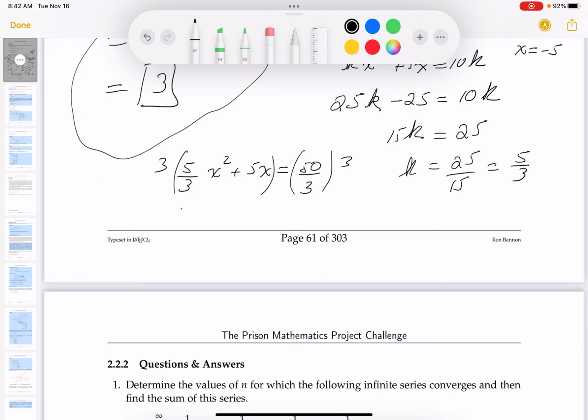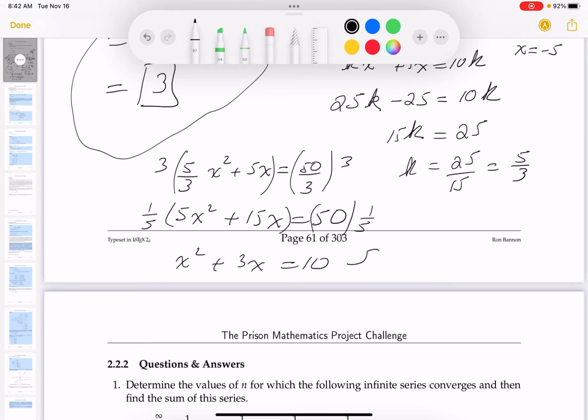And what do you get there? You get 5x squared plus 15x equals 50. The next thing I'm going to do is divide both sides by 5. That's like multiplying by 1/5, by the way. And what do you get? X squared plus 3x equals 10.